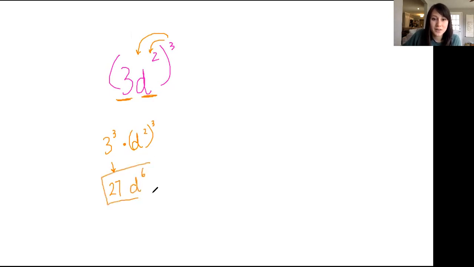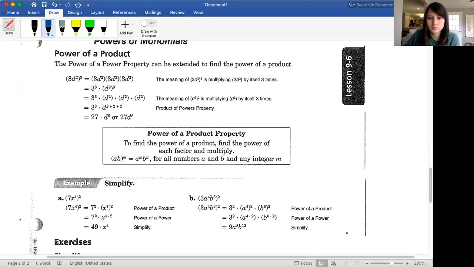So it would be 27d to the 6th power. All right, so whenever you find the power of a product, find the power of each factor and multiply. You have to find the product of each part of your product here. So let's take a look at the questions that we have down here.